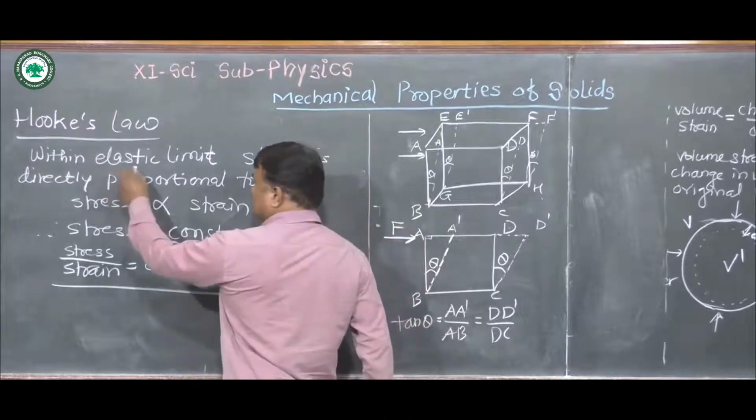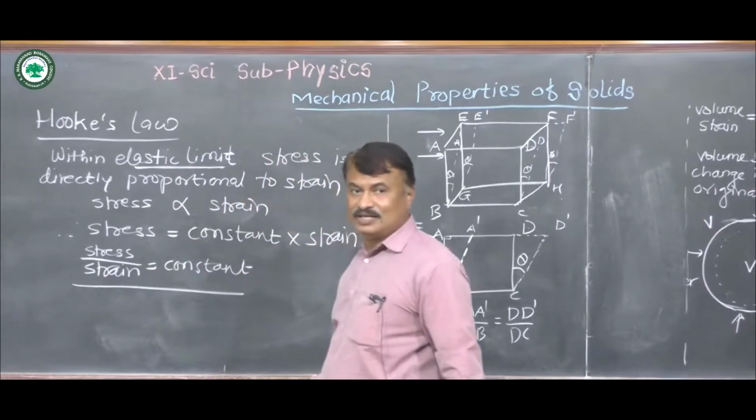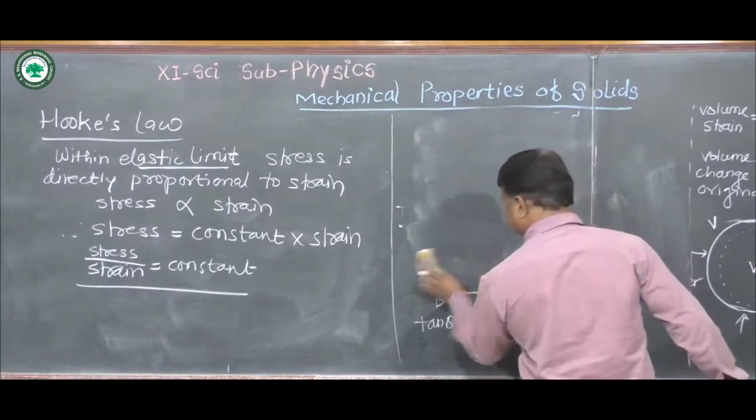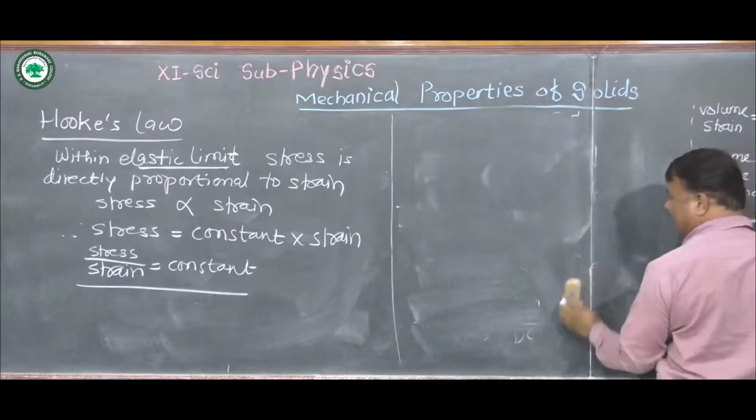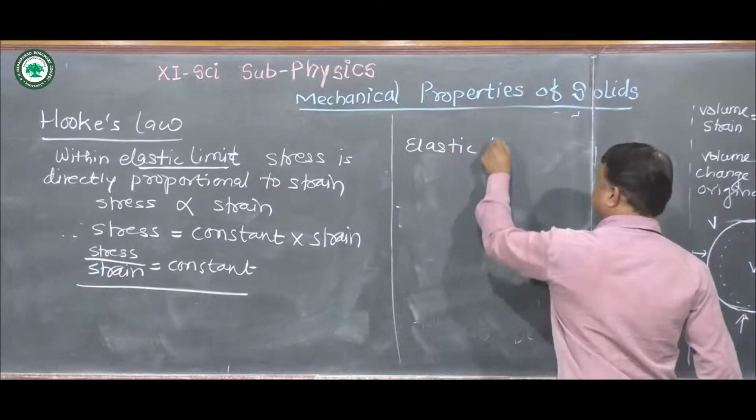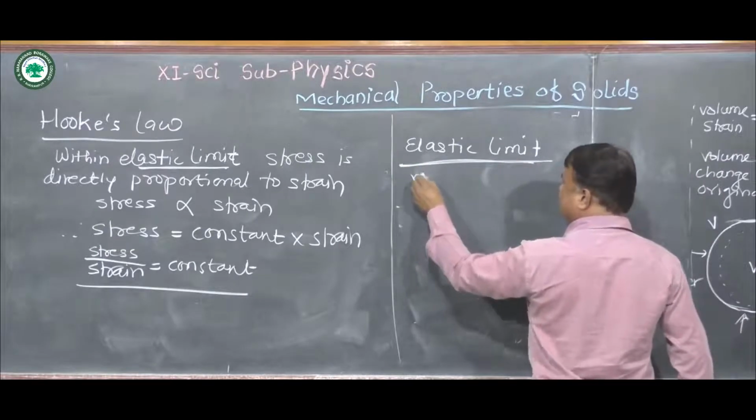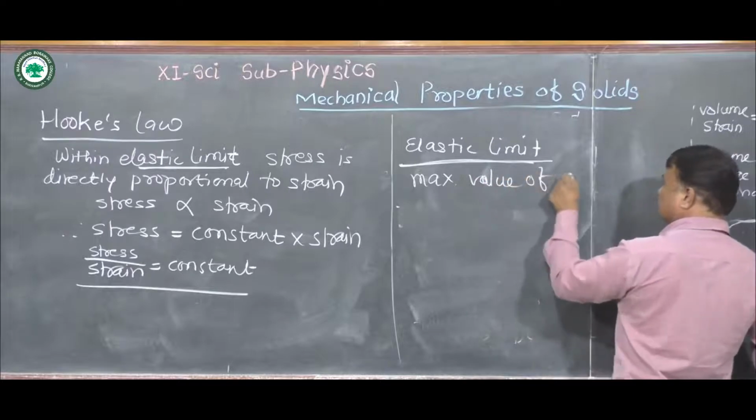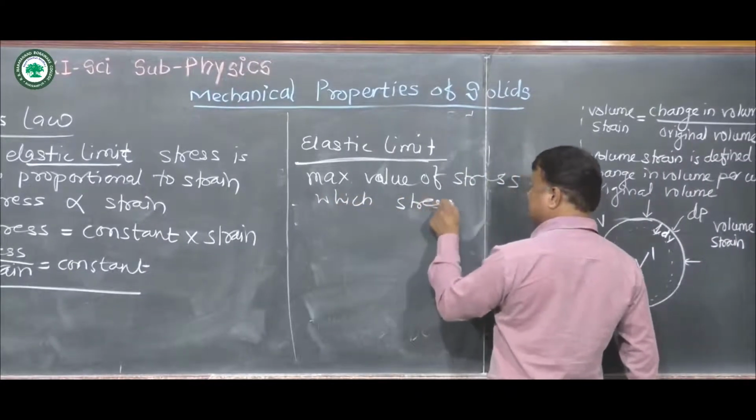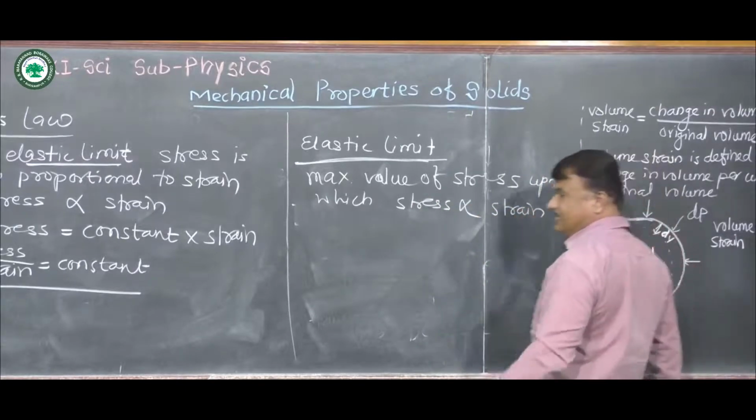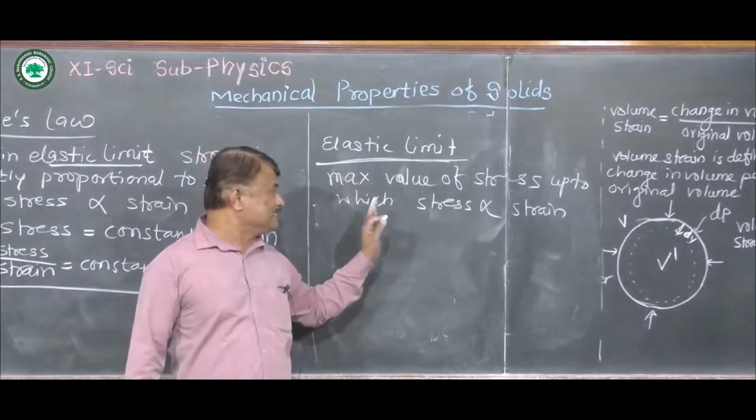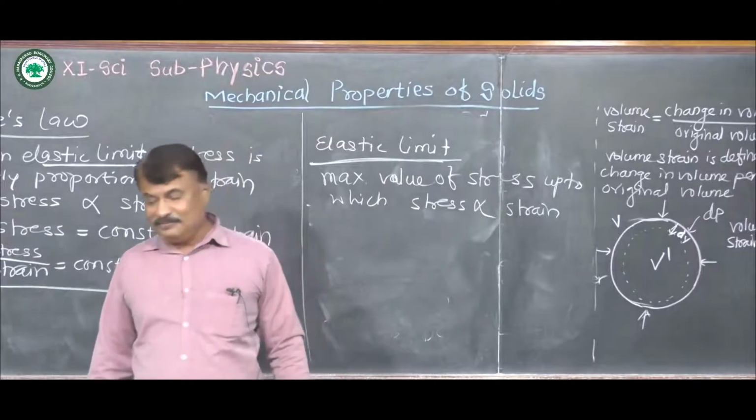Now we have to study the elastic limit. What is elastic limit? The elastic limit is the maximum value of stress up to which stress is directly proportional to strain in the elastic region. Here we consider only the elastic region, and in this region, the maximum value of stress up to which stress is directly proportional to strain is called the elastic limit.